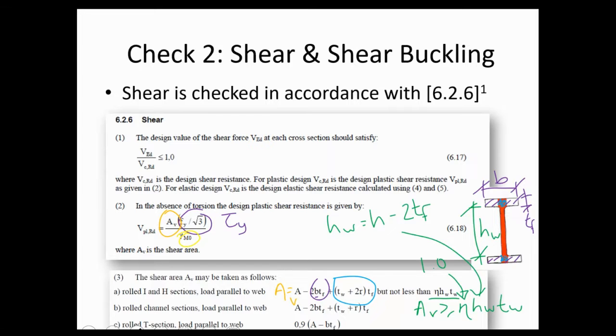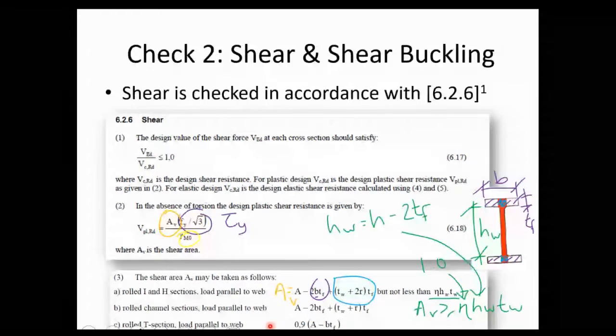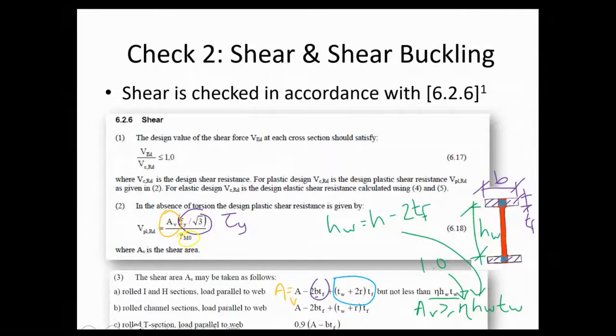So that's for a rolled I or H section like what we have, where we're loading parallel to the web, which is what we are in this case. And then if we have a channel section, that's the formula underneath it, where the shear area is this. And if we have a rolled T section, then the shear area is equal to this one.